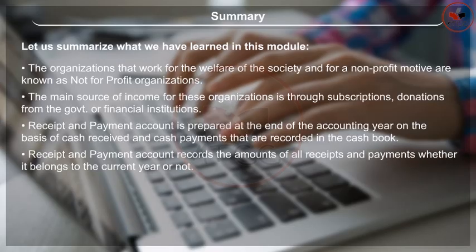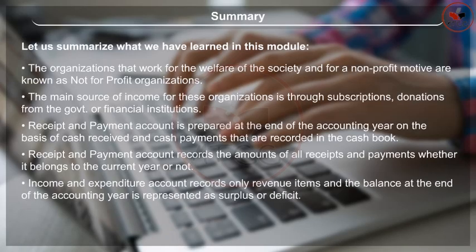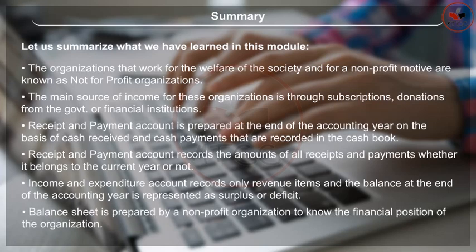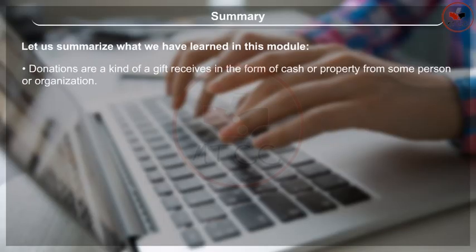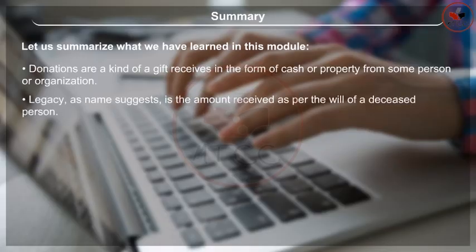Receipt and payment account records the amounts of all receipts and payments, whether they belong to the current year or not. Income and expenditure account records only revenue items, and the balance at the end of the accounting year is represented as surplus or deficit. Balance sheet is prepared by a non-profit organization to know the financial position of the organization. Donations are a kind of gift received in the form of cash or property from some person or organization. Legacy, as the name suggests, is the amount received as per the will of a deceased person.